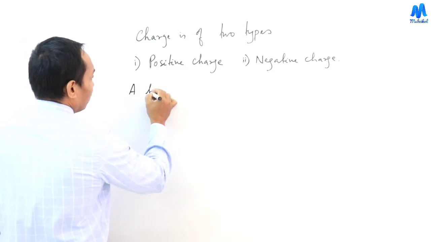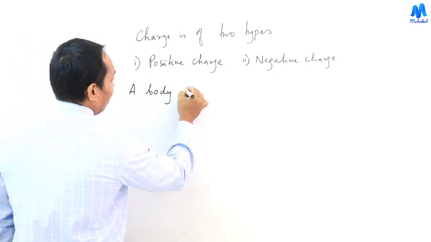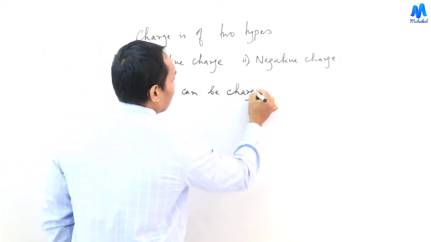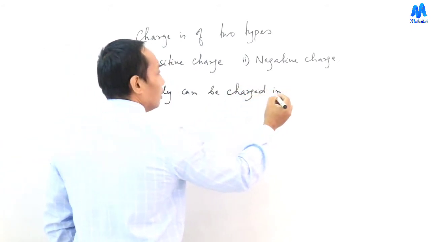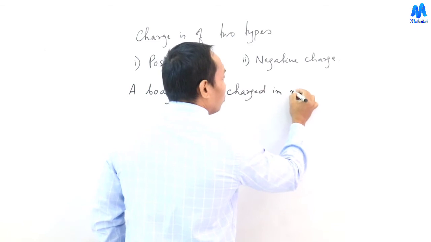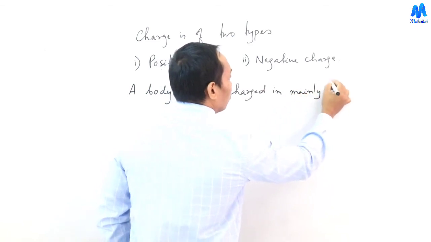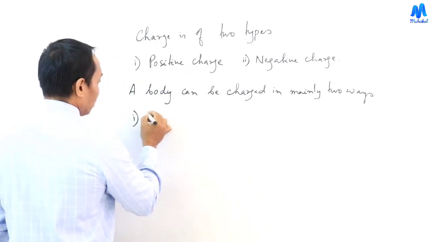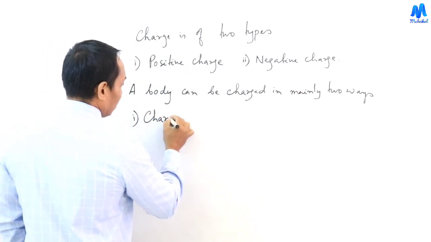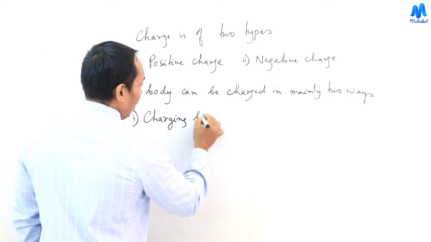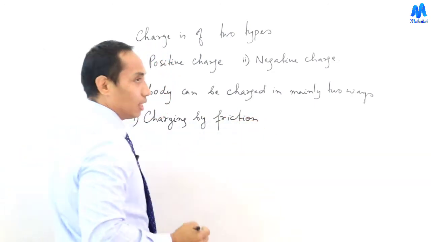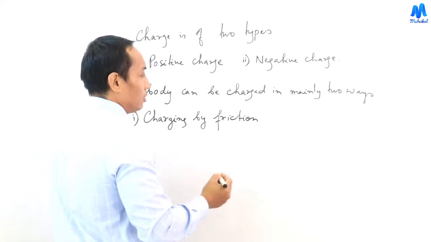A body can be charged in mainly two ways. The first point is charging by friction.